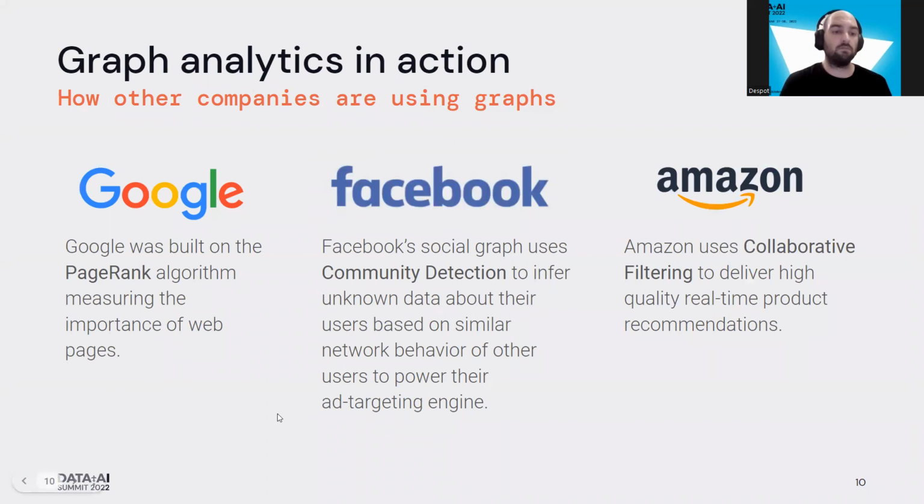For example, Google has famously implemented a PageRank algorithm to measure the importance of web pages. This is a graph algorithm. Facebook uses community detection on its platform to find interconnected clusters of users, and Amazon makes use of collaborative filtering for product recommendations. There are quite a few companies in today's world that make use of graphs because sometimes it's much easier to model the domain with a graph.